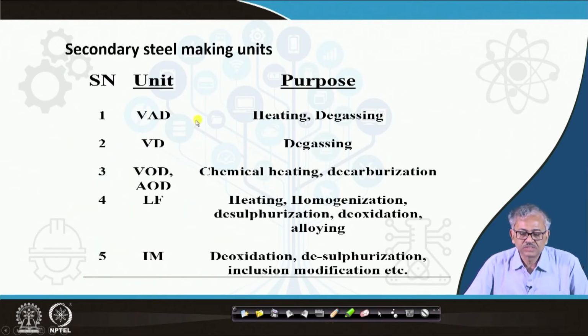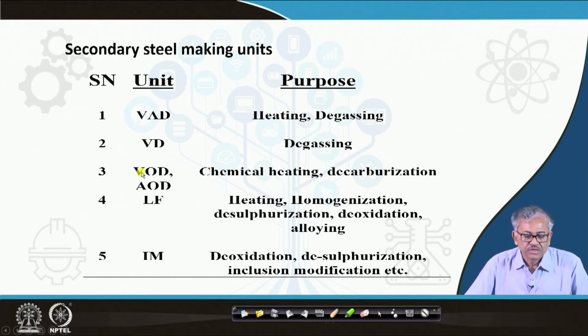Now, what are the units? This is called the vacuum arc degassing, basically heating and degassing, because arcing is there. There you can do the heating, just compensation of heat, and degassing under vacuum. This is the vacuum degassing without arcing, so here there is no temperature compensation. This is the VD unit, called degassing.